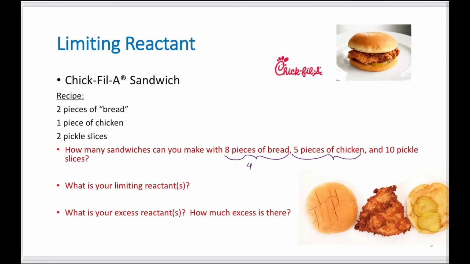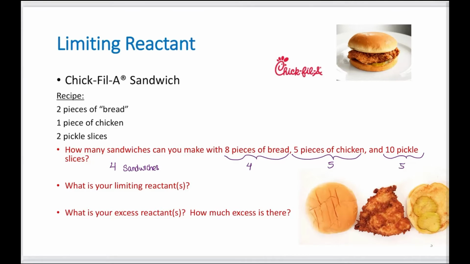With 5 pieces of chicken, I could make 5 sandwiches. With 10 pickle slices, I could make 5 sandwiches. That means with these supplies, I could make a total of 4 sandwiches. That is completely correct. But what if we looked at this with stoichiometry?